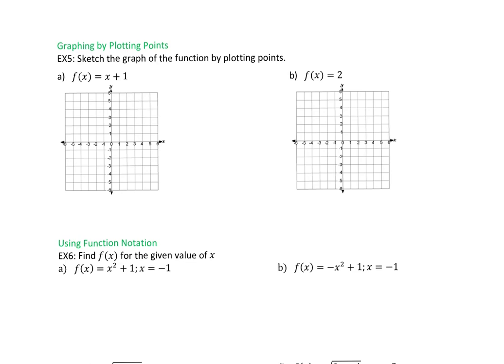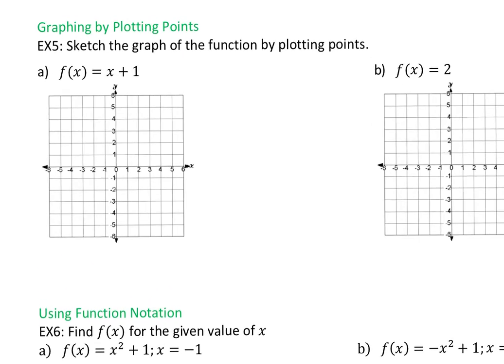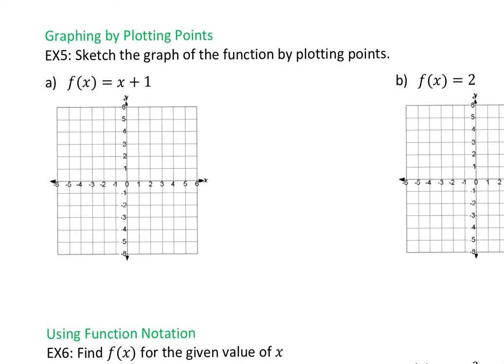When we plot points, the goal is just to get a bunch of ordered pairs so we can graph. Now in A, we have a function because it's f of x. So I know it's a function, not just a relation. f of x is equal to x plus 1. So this equation is actually written in function form. If the f of x bothers you, you can always replace it with y. y equal to x plus 1. That's absolutely fine. So we're going to do our table of values.